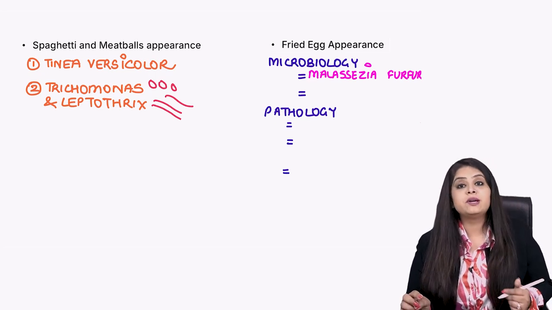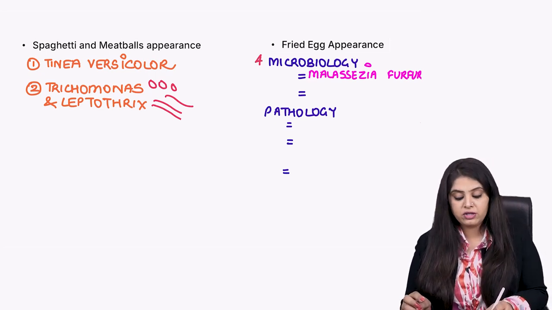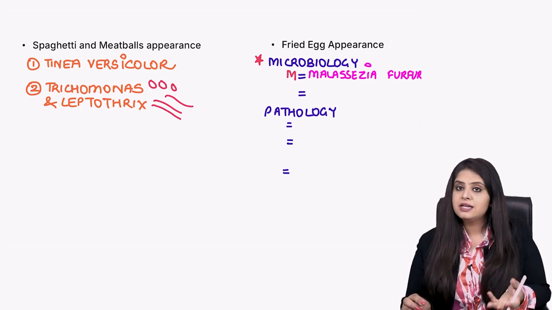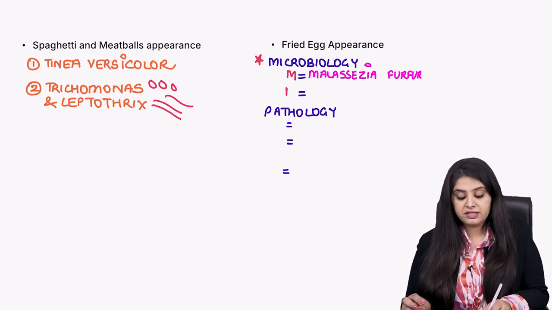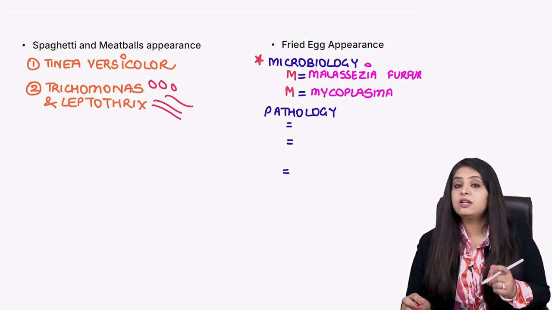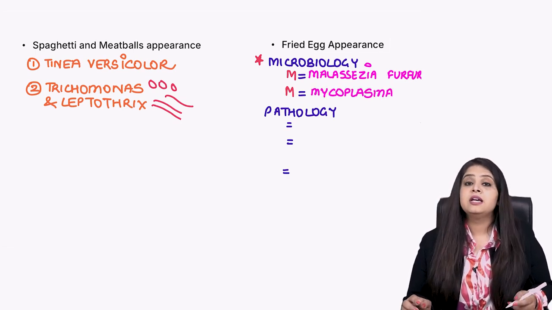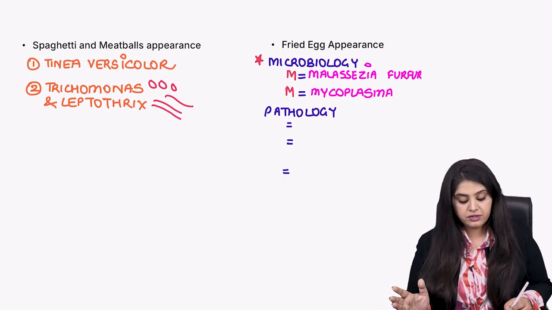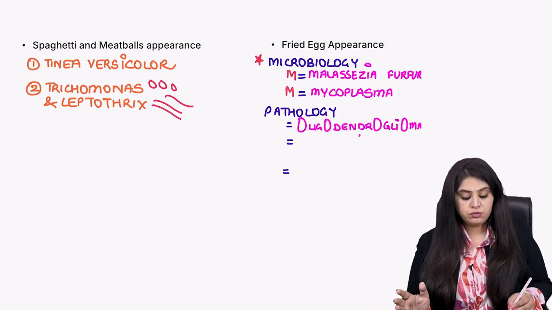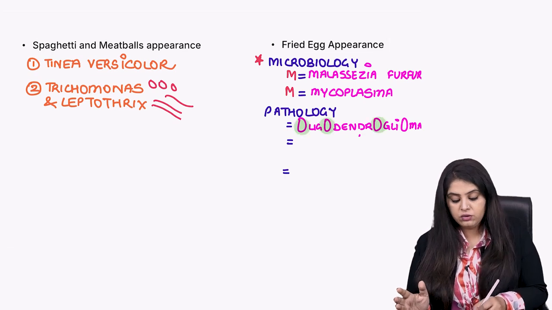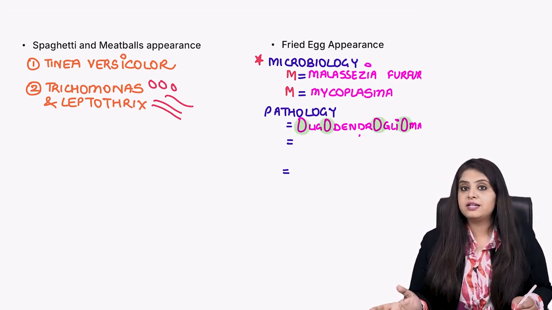So that is trichomonas and leptothrix show you spaghetti and meatball. Now coming to where all do I see fried egg appearance. In microbiology, the first M where I see it is this fungus Malassezia furfur, and the second one is a bacteria, that is Mycoplasma colonies are fried egg. Now, fried eggs in pathology, how can you forget that brain tumor where you used to write it with all the eggs, that is oligodendroglioma, shows you a fried egg appearance.